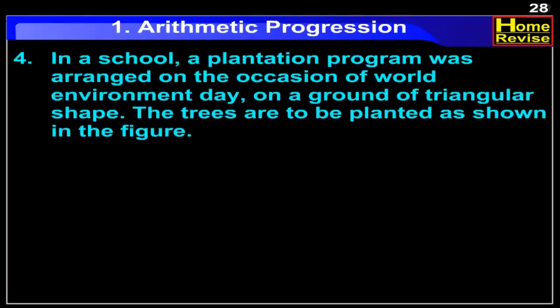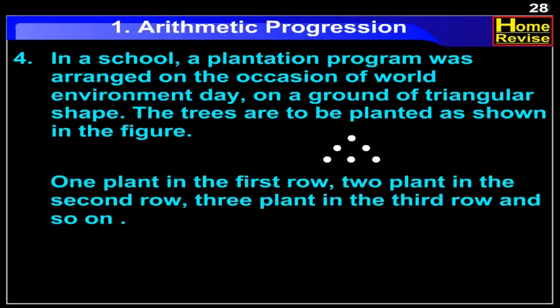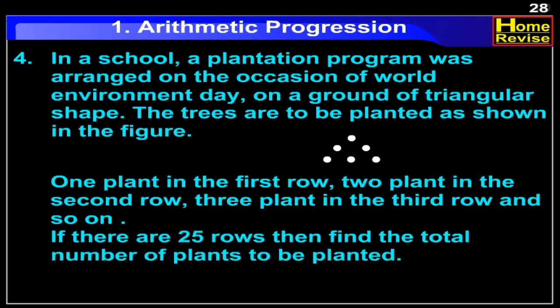In a school, a plantation program was arranged on the occasion of World Environment Day on a ground of triangular shape. The trees are to be planted as shown in this figure. One plant in the first row, 2 plants in the second row, 3 plants in the third row, and so on. If there are 25 rows, then find the total number of plants to be planted.